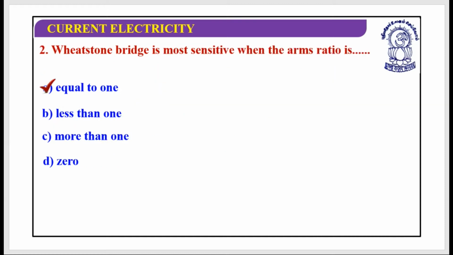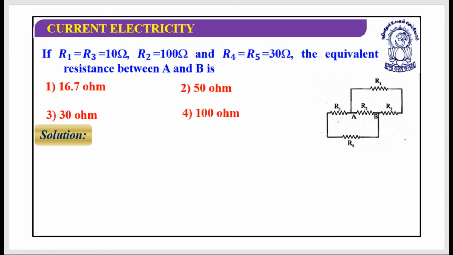Let's look at the second question. A Wheatstone bridge is most sensitive when the arm ratio is, yes, equal to 1. Something like this: P by Q should be equal to R by S, and this is more sensitive. It is the most sensitive when P by Q or R by S is equal to 1. Is it clear? Great. So have your pen and paper and let's just try it with me.